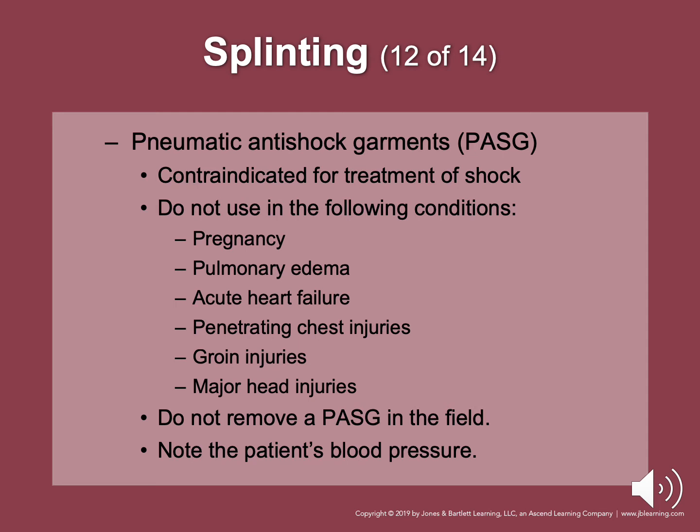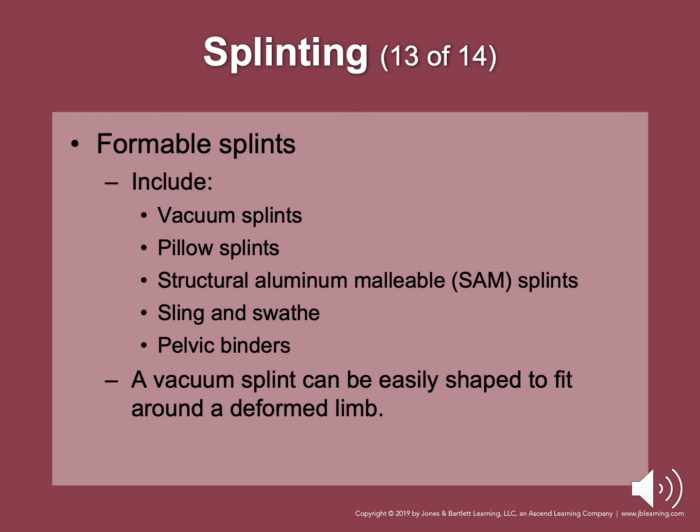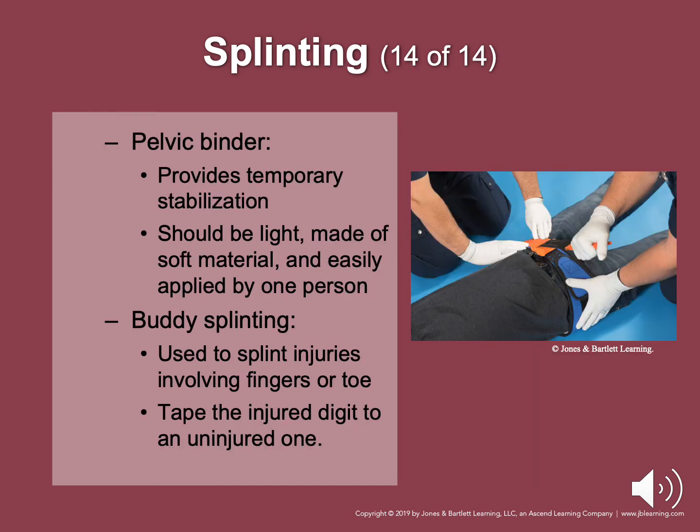Forms of splints include vacuum splint, pillow splint, structured aluminum malleable splint, sling and swathe, and pelvic binders. A vacuum splint can be easily shaped to fit around the deformed limb. Pelvic binders provide support temporarily, should be light, made of soft material, and easily applied by one person. A buddy splint is used to splint injuries that involve the fingers and or the toes. Tape the injured digit to an uninjured one.